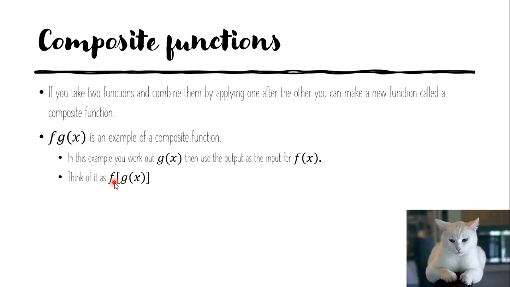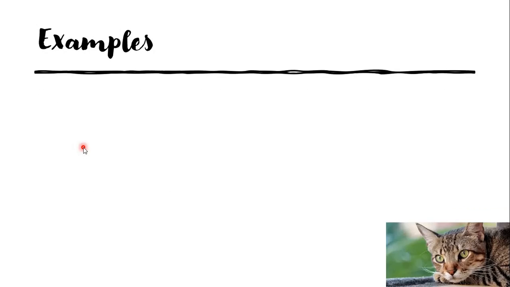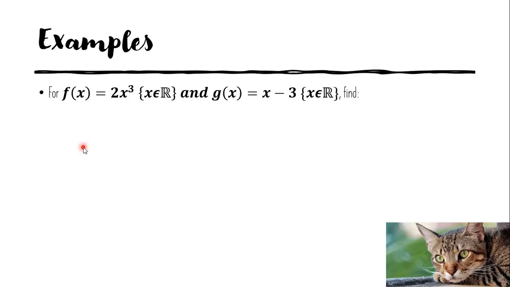So the way I process this is you're putting g(x) into f(x). Usually f(g(x)) is not equal to g(f(x)). f²(x) is the same as f(f(x)). So here's some examples. For f(x) = 2x³, where x ∈ R, and g(x) = x - 3, where x ∈ R, find a) f(g(4)).